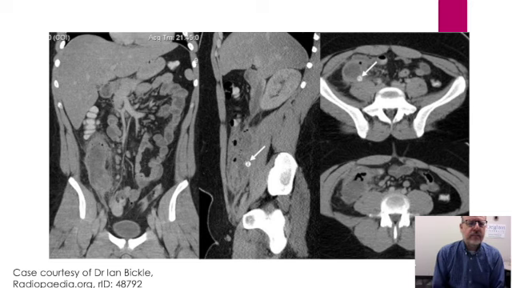This is a case of appendiceal perforation. We have several images. There are inflammatory changes in the right lower quadrant. We do not see a normal appendix, but we do see a calcified stone compatible with an appendicolith and a rim-enhancing fluid collection containing air consistent with an appendiceal abscess. So this is a perforated appendix.